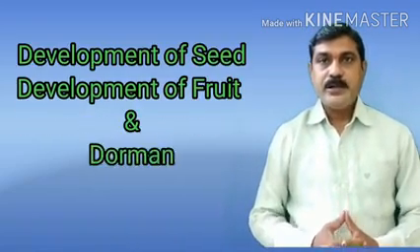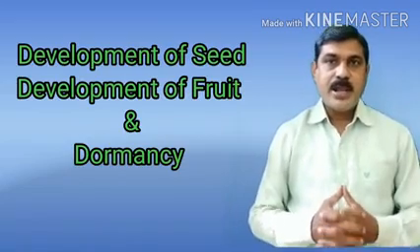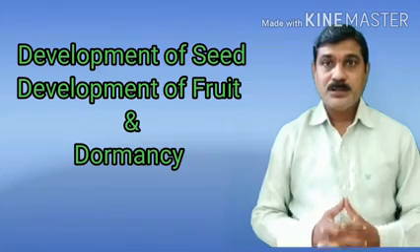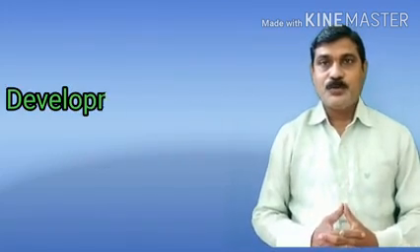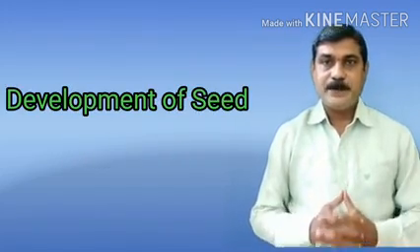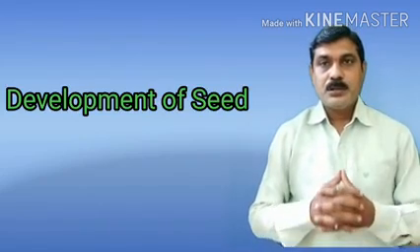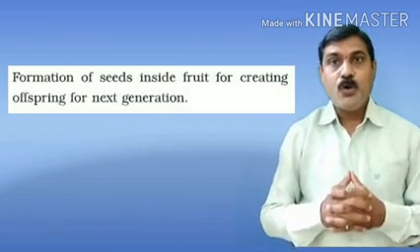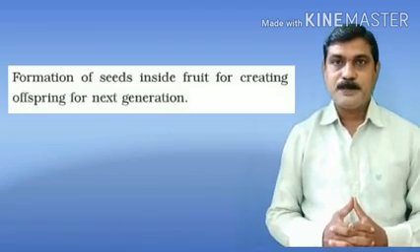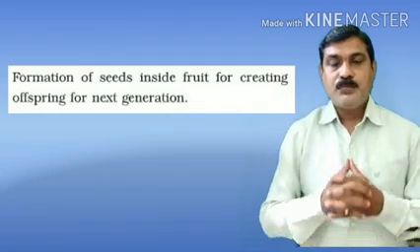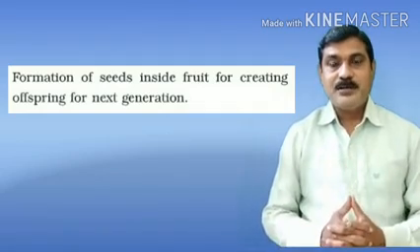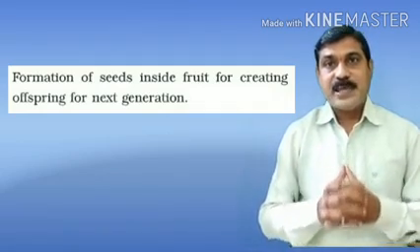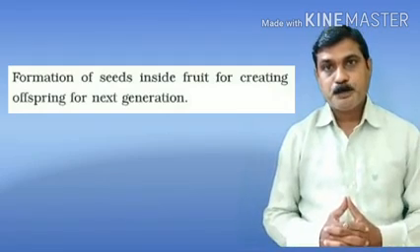Development of seed, development of fruit, and dormancy. Let us discuss first of all development of seed. The goal of reproduction in every living organism is to create new offspring for the next generation. By forming the seed, plants can produce offspring.